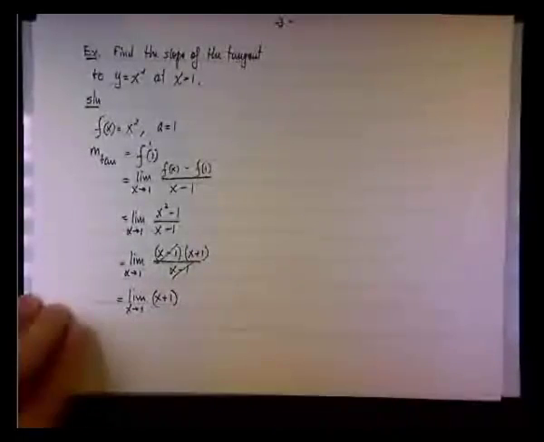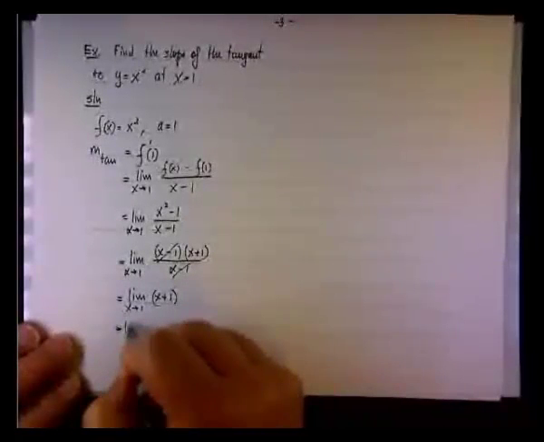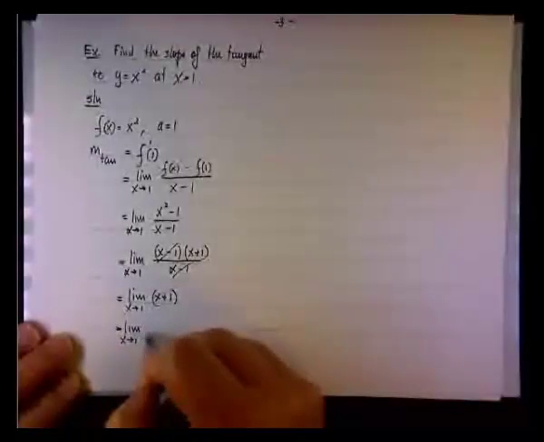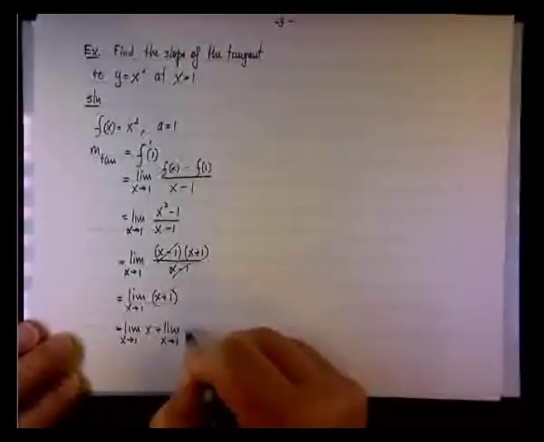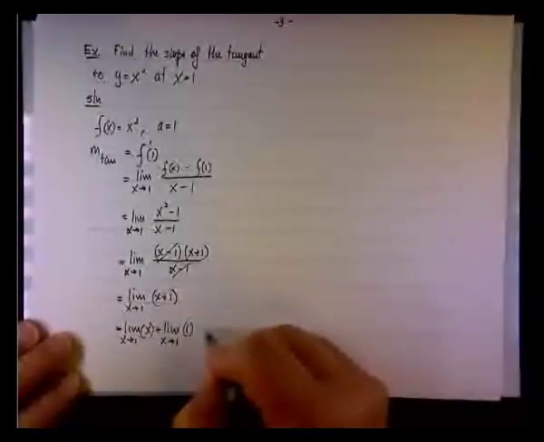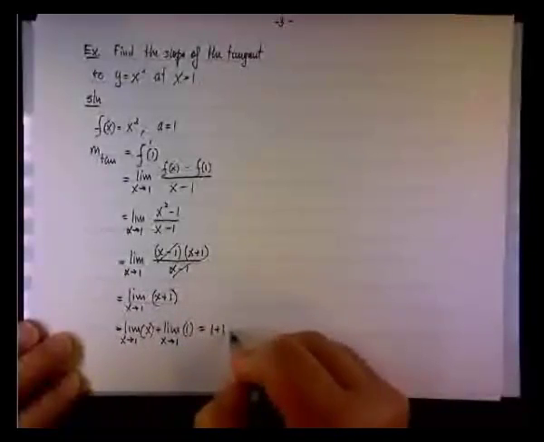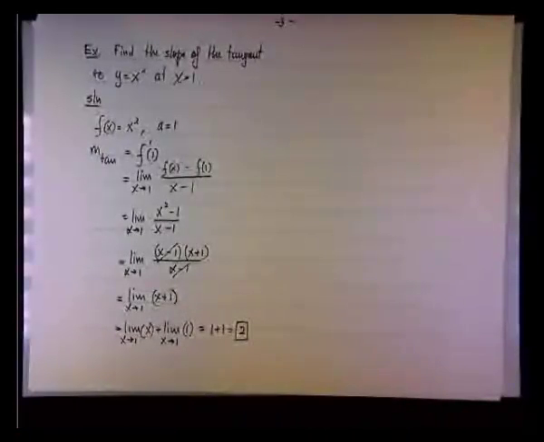And either I show one more step, let's go formally here. This will be the limit as x approaches 1 of x plus the limit as x approaches 1 of 1, like so. And of course, by substitution, it will be 1 plus 1 equals 2. So we know that the slope of the tangent to y equals x squared at x equals 1 is 2.